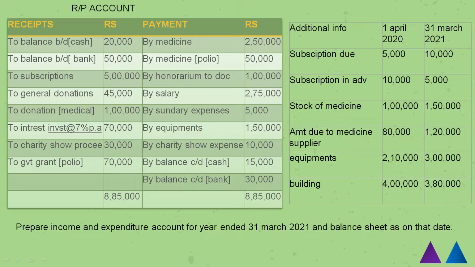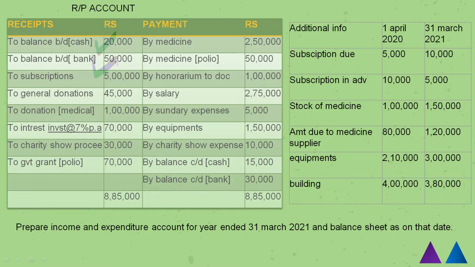So let us take an example here. Here we're given this receipt and payment account. Using this receipt and payment account and this additional information, we have to first create the previous year's balance sheet, then our income and expenditure account, and then next year's balance sheet. You can pause the video, take a look and try to solve it yourself. In case you cannot, continue.